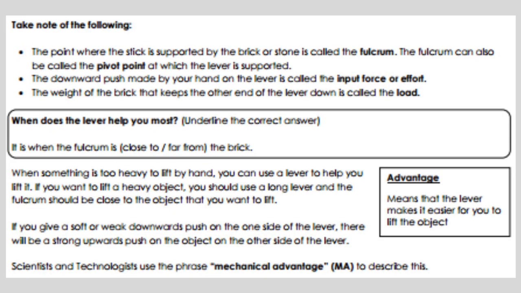Take note of the following. The point where the stick is supported by the brick or stone is called the fulcrum. The fulcrum can also be called the pivot point at which the lever is supported. The downward push made by your hand on the lever is called the input force or effort. The weight of the brick that keeps the other end of the lever down is called the load.